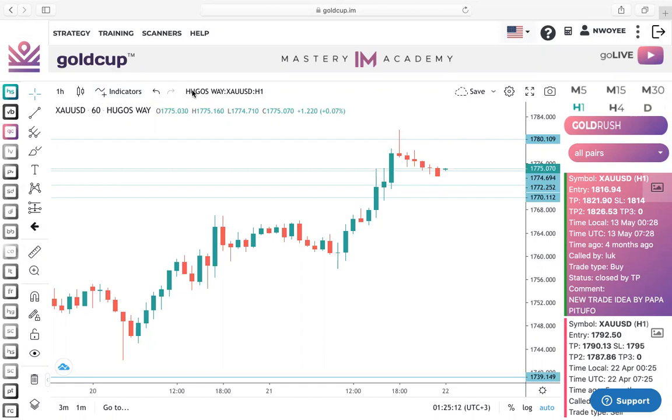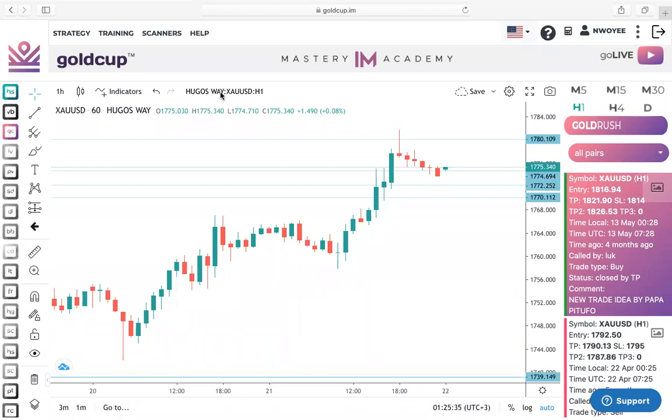Now, it says Hugo's Way. Somebody asked me that yesterday. Hugo's Way, this is the broker that the Goldcup scanner is using. We have different kind of brokers. You have the Hugo's Way, Prosperity. There's so many different brokers out there. But on this Goldcup scanner, this is the broker that it uses. If you don't know what a broker is, it's like a middleman connecting us to the foreign exchange market, okay, as retail traders.